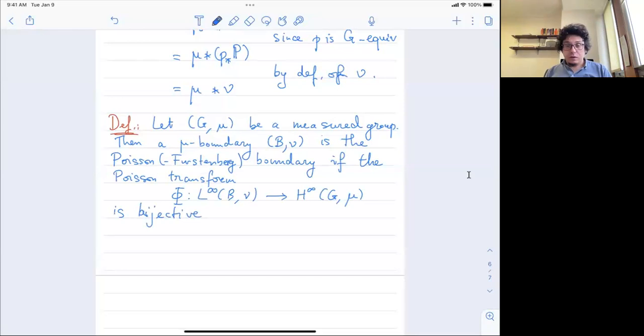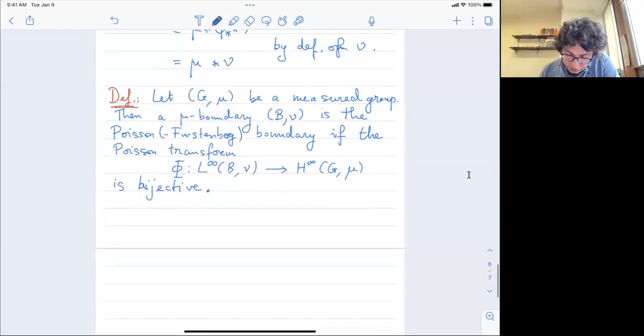And in fact, this becomes an isometric isomorphism between these two Banach algebras if you have the appropriate norms on either side. So the quest is to find some B_nu that works. Also, we have to figure out whether this is unique. So in fact, it's unique, but it's unique in a somewhat weak sense.